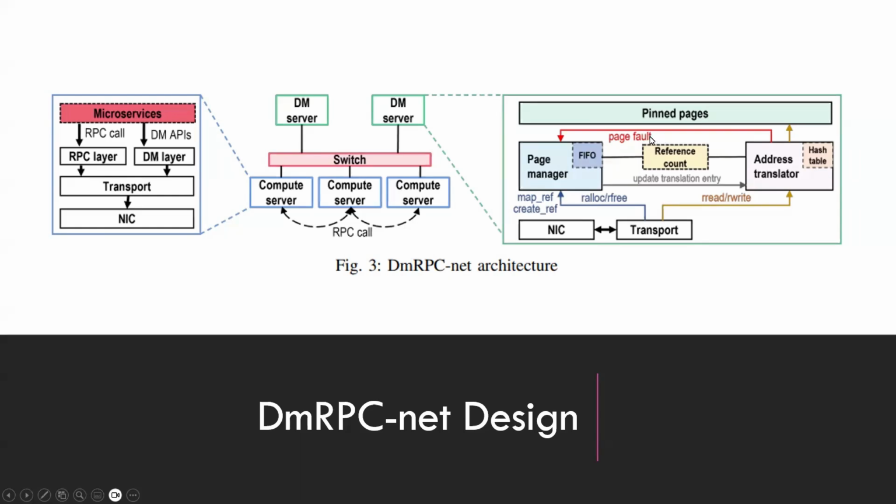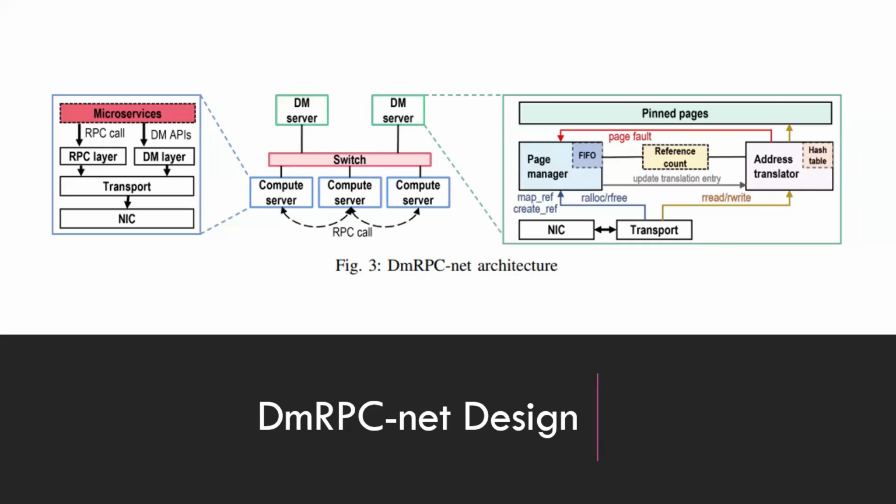So the page manager manages the pinned memory at the kernel's page granularity. In their case, it was 4 kilobytes. And the pinned pages are in first in, first out order. The reference counting tracks the number of processes sharing the page. So they have kind of a shared array of pages with a simple reference count of how many virtual addresses are used.